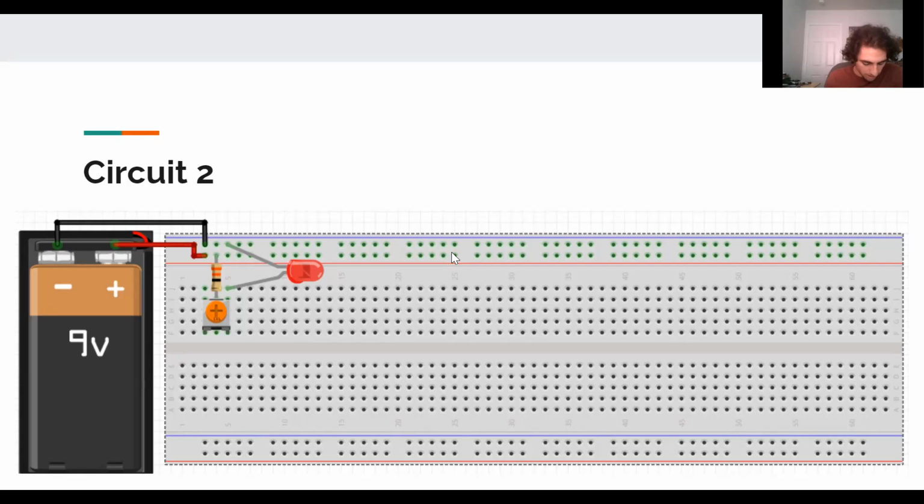I guess one important thing to mention is that capacitors don't follow Ohm's law, just like a resistor.